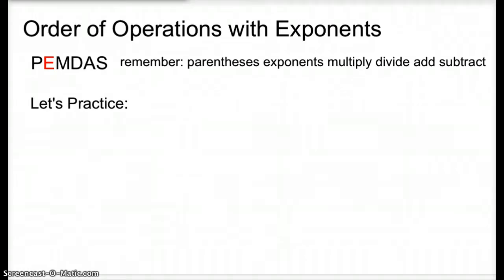Also remember that multiplication and division, as well as addition and subtraction, must occur from left to right in that order, depending on which comes first. So now we're going to practice. Okay, write down this problem in your journal and let's practice.